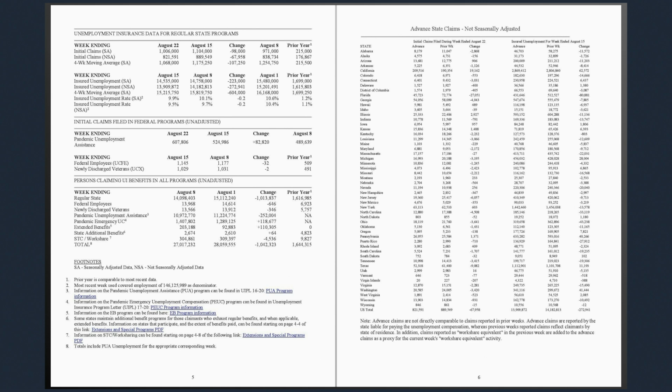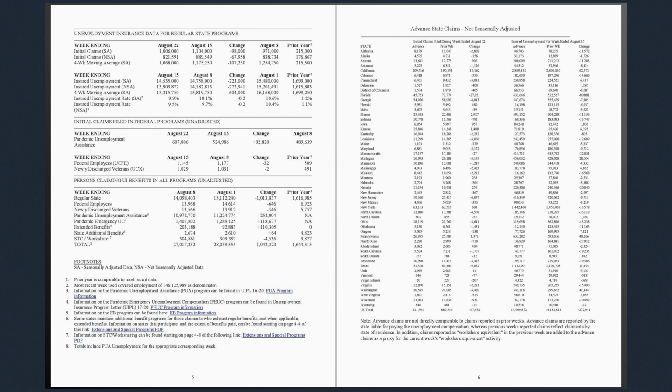7. Information on STC work sharing can be found starting on page 4-8 of the following link, Extensions and Special Programs PDF. 8. Totals include PUA unemployment for the appropriate corresponding week. Advanced state claims, not seasonally adjusted. Initial claims filed during week ended August 22. U.S. total, 821,591. Insured unemployment for week ended August 15. U.S. total, 13,909,872.